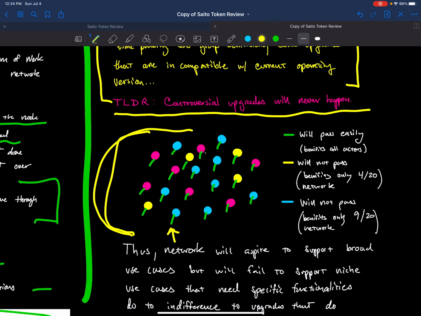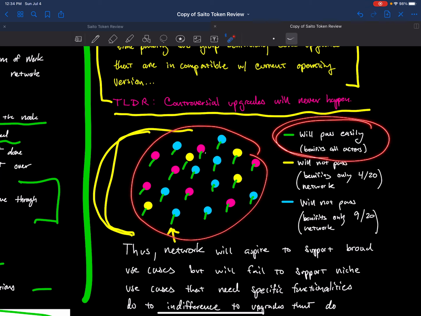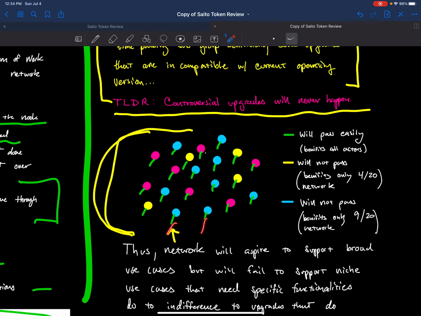So what will happen? All the projects will vote for green. It'll pass easily because it benefits all actors. You can see every single node needs a green update, so they'll easily pass that one. However, yellow will not pass because it will only favor some subsection of the network. It might be an upgrade that doesn't affect anyone else, but only affects some subgroup of the network, like some app somewhere. And these guys don't care about the app.